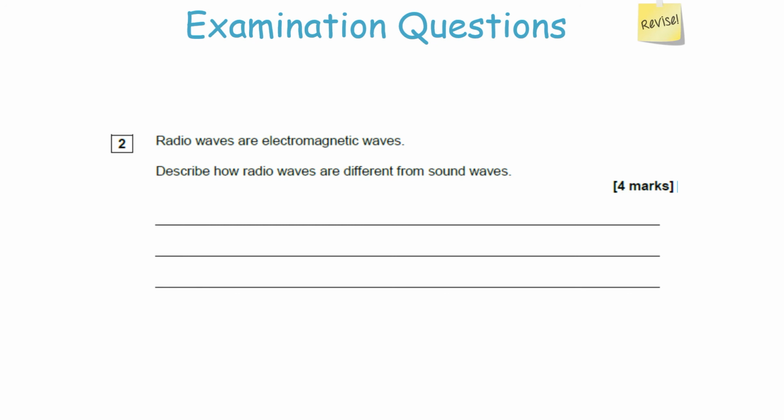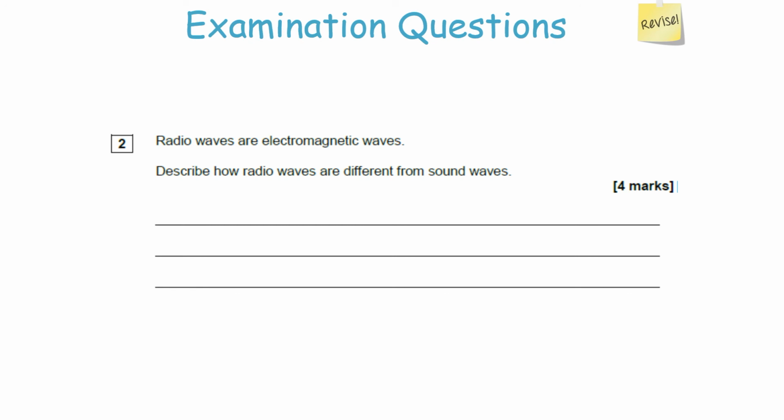Right, so it's worth 4 marks here, so we need to really give 4 different points. Now again, remember when you're giving points, it has to be 4 separate ideas, not just that radio waves are one thing and sound waves are another thing, but it's the same category. So for example, you would say radio waves are faster than sound waves. That is true, but that's only 1 point, not 2, because you're only talking about the speed. So you need to talk about 4 different ideas.